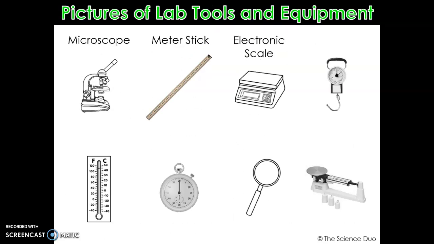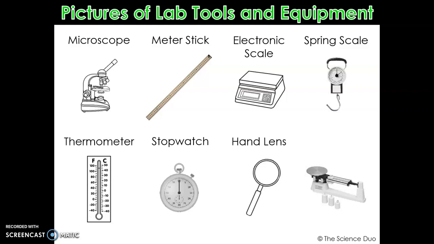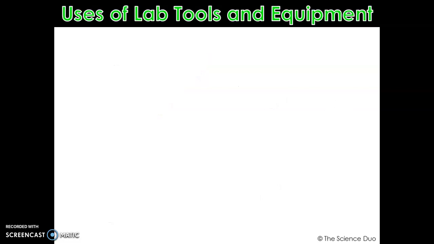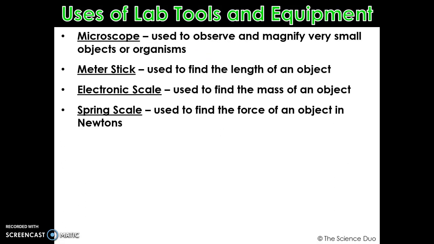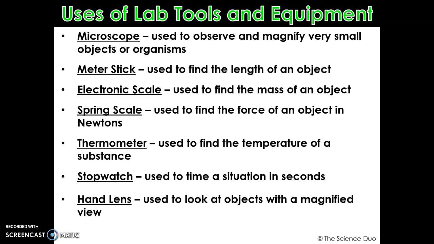All right, and then our last set of equipment: we've got our microscope, our meter stick, our electronic scale, our spring scale, which you guys don't have to worry about, thermometer, stopwatch, hand lens, which is just a magnifying glass. It's got magnification on it, but just not as intense as a microscope, and then a triple beam balance. And once again, here is the function of that lab equipment.